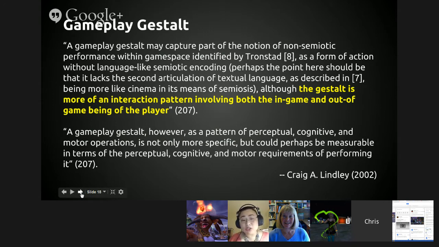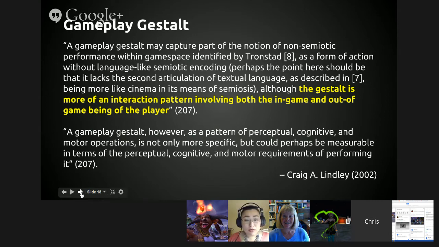A gameplay gestalt, however, is a pattern of perceptual, cognitive and motor operations. So he limits it to only those three elements. So what you see, what you mentally process, and also your motor operations, right, how you move. It's not only more specific, but could perhaps be measurable in terms of the perceptual, cognitive, and motor requirements of performing it. So I'm going to move on from that.